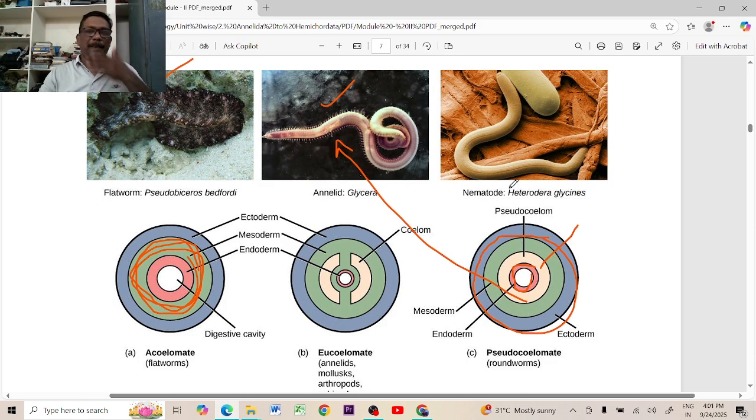But whereas this is the pseudocoelom, this one is the true coelom, Annelida, Heteronereis for example.